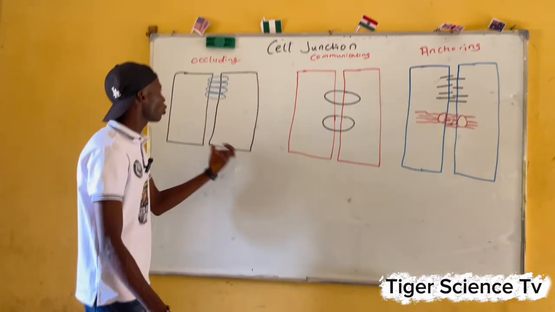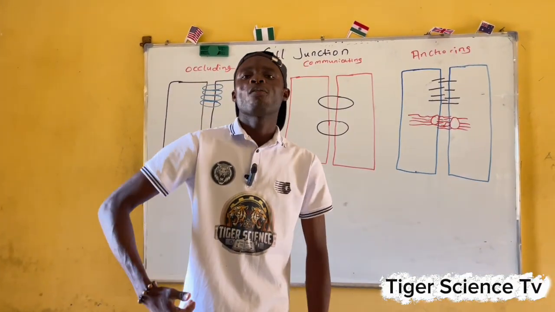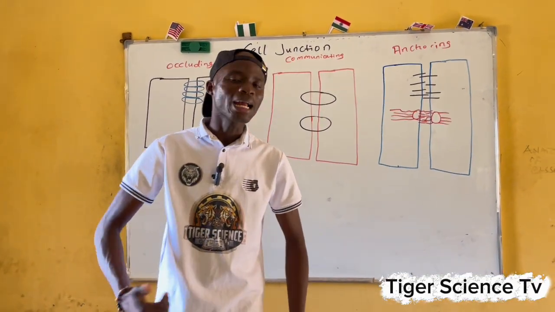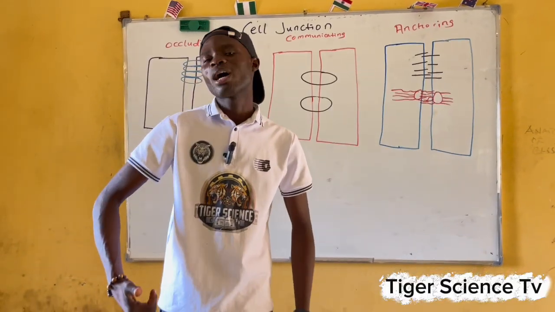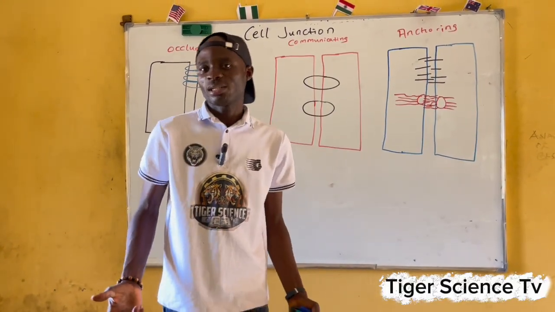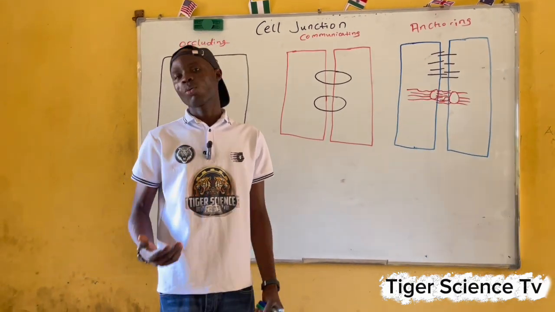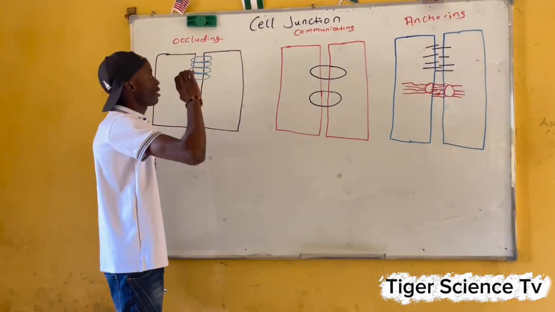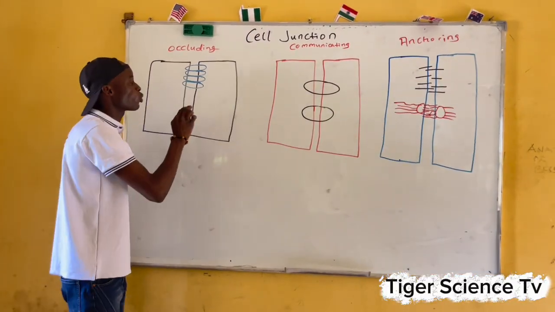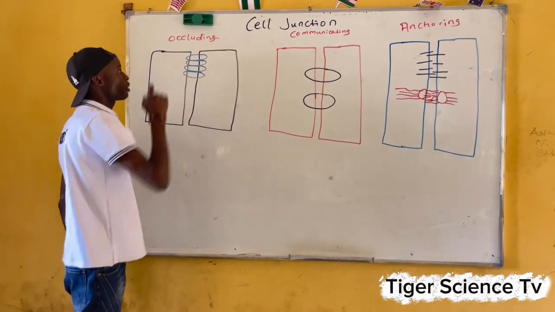Now, let me take it from the occluding junction. So, what are occluding junctions? Occluding junctions are a type of cell junction that does not allow the communication of larger molecules, ions, and electrolytes. They allow only smaller particles to pass, and they create a barrier. They serve a gate function. That is what occluding junction serves as.